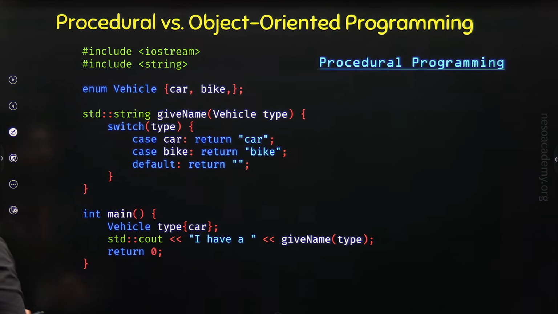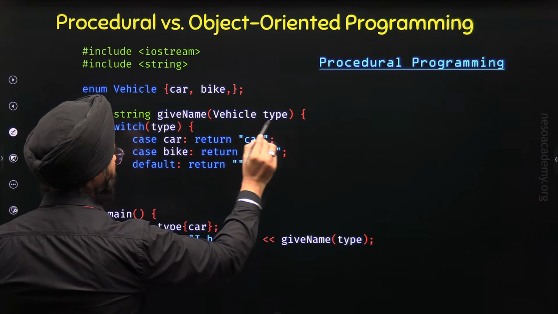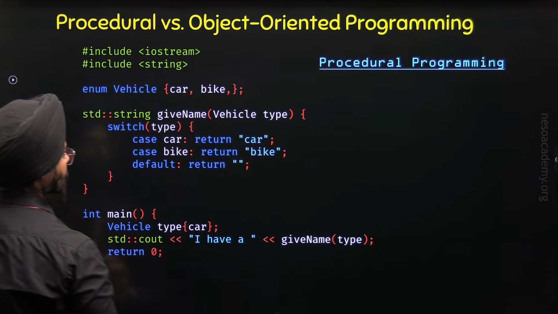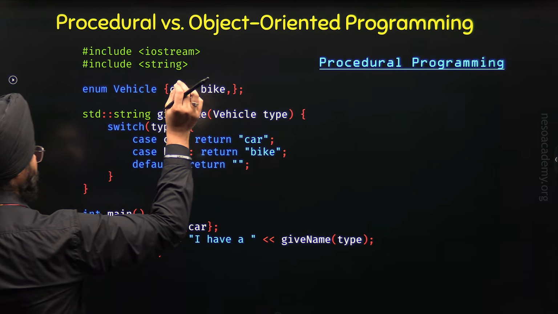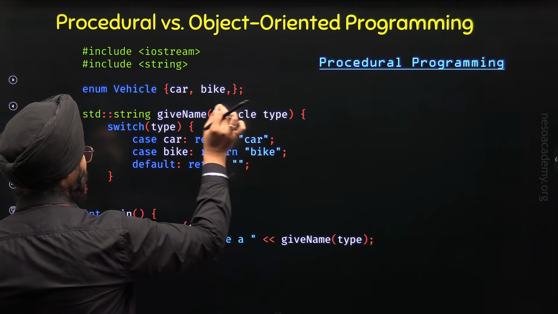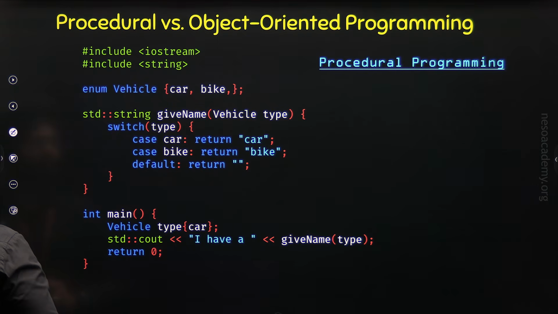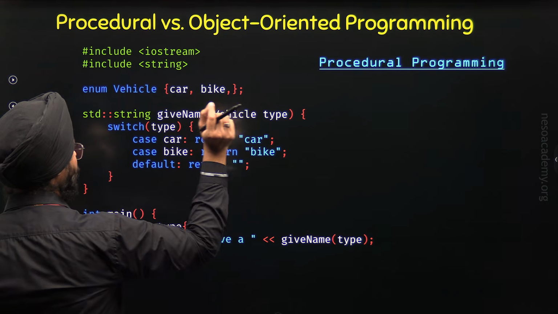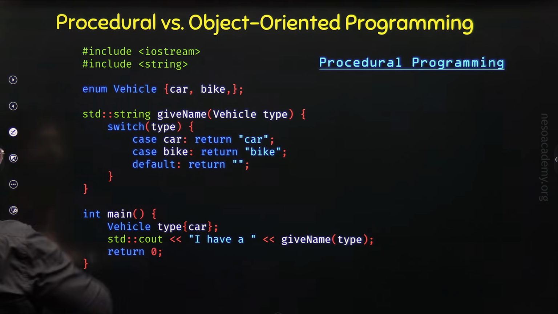Now to this function, we have provided the parameter type. The parameter is type, and the type of this variable is vehicle. So we are indeed passing a variable of this vehicle type.